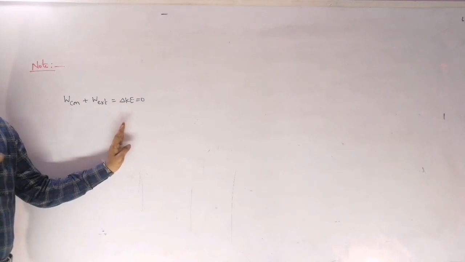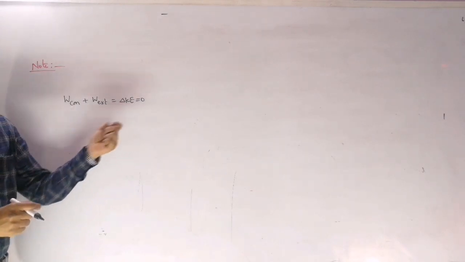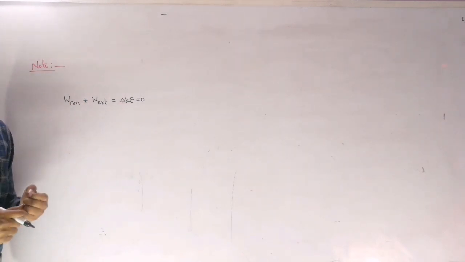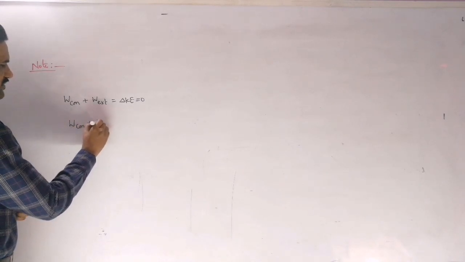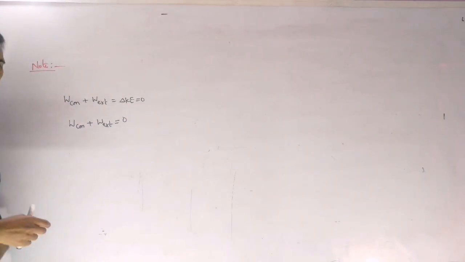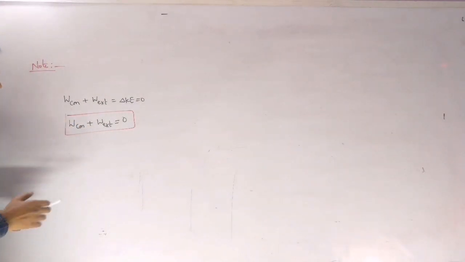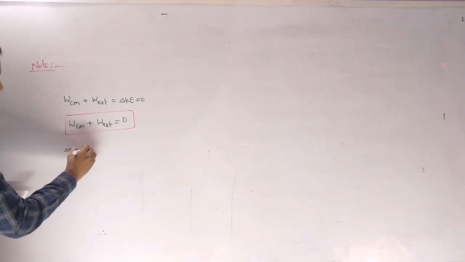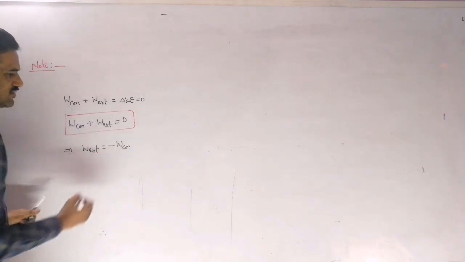So as I said, whenever a body is displaced slowly, the change in kinetic energy is zero. That's why I am equating it to zero. Or if you want, you may mention that whenever a body is displaced slowly, the change in kinetic energy is zero. Therefore, here we can write that work done by the conservative force plus work done by the external force is equal to zero. So this is the important thing here, right? From this, work done by the external force is equal to negative of work done by the conservative force.